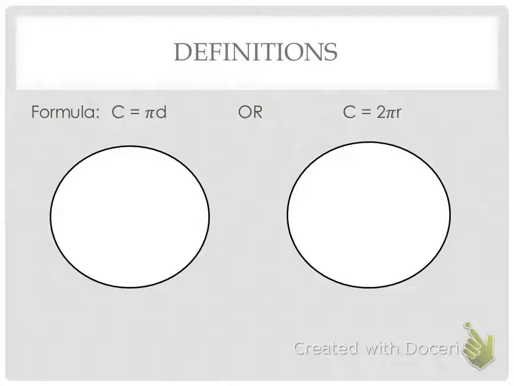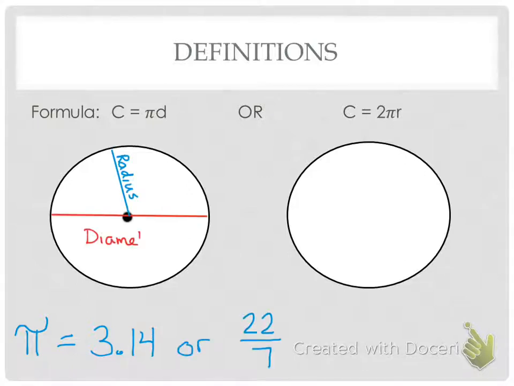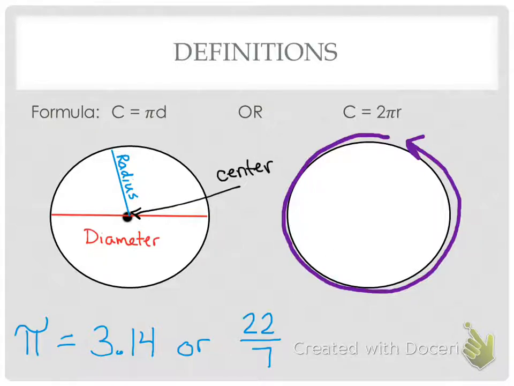Alright, there are two formulas for finding the circumference of a circle. One deals with the diameter, one deals with the radius. C equals pi times d, or C equals 2 pi times r, which is the radius. Alright, well the first thing you need to know is the value for pi. Pi equals 3.14 or 22 over 7. Alright, so it can be represented in decimal form or as a fraction.